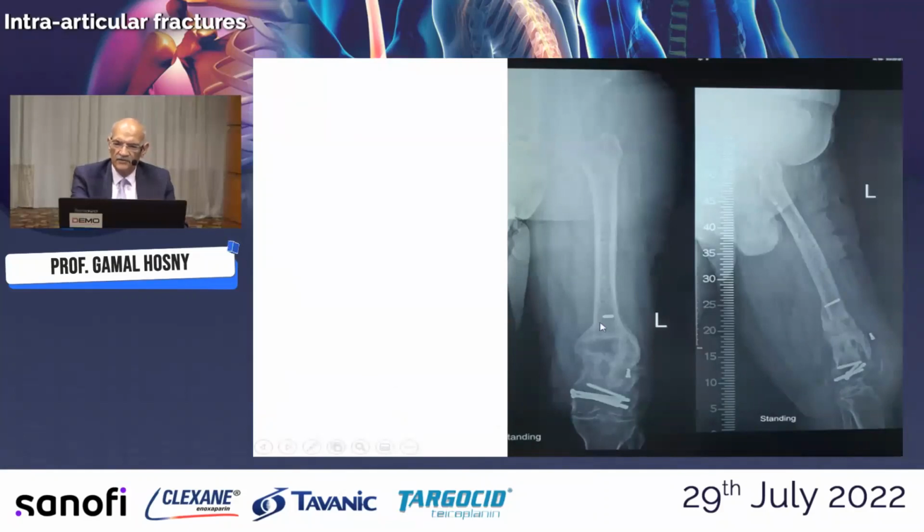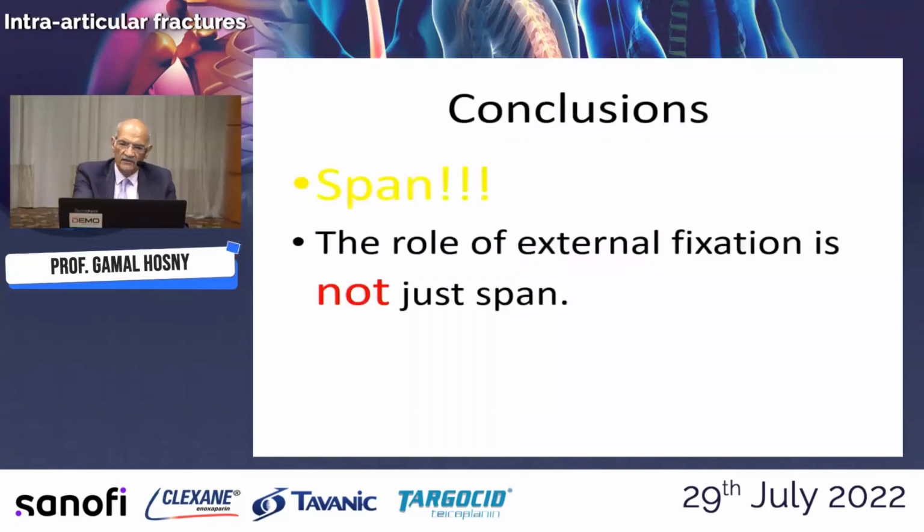Complete union. It's the same length on both sides, and we corrected the deformity. Because if you wait a little bit, this patient will need total knee replacement at this young age. So in cases of malunited intra-articular fracture, we can treat the patient. Sometimes we treat the patient with intra-articular osteotomy, but in this case, we use peri-articular osteotomy until we corrected the deformity. In conclusion, the rule of scan, span, and fix is not a rule.